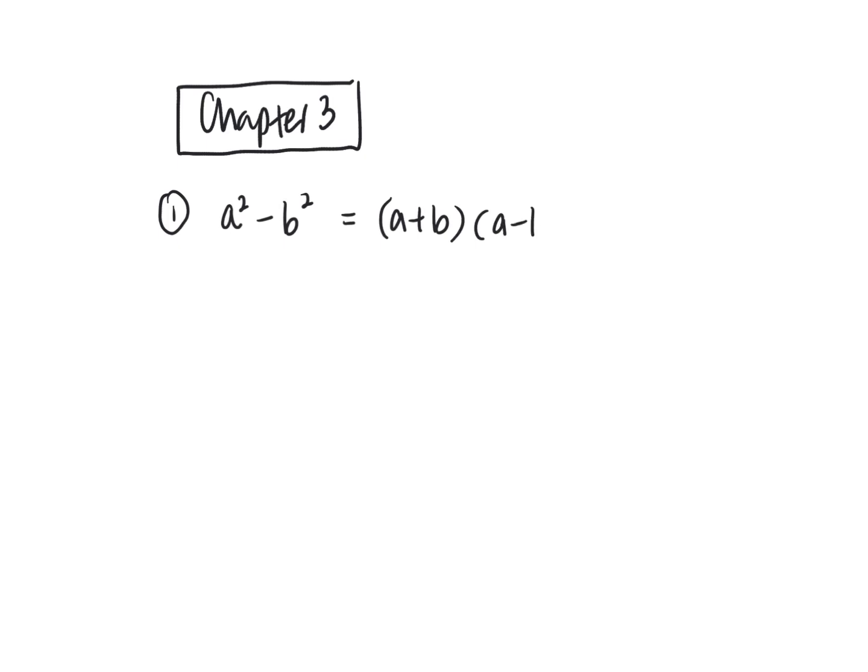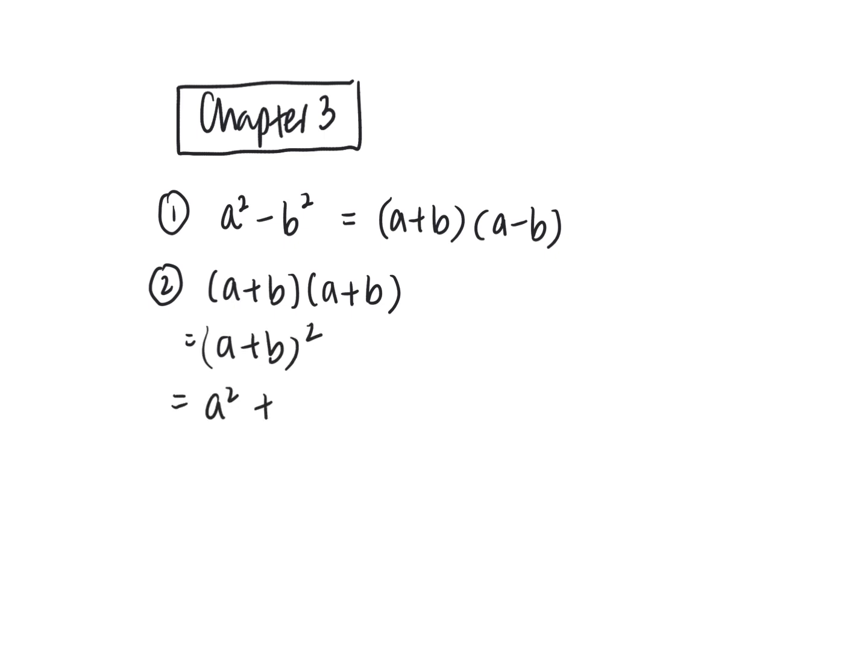A minus B. This one you must remember. Second one, oh, it's in your bag all along. Okay, the second one is where you have both of the same sign, right? Then we will write it as (A plus B) squared, which is A squared plus 2AB plus B squared.